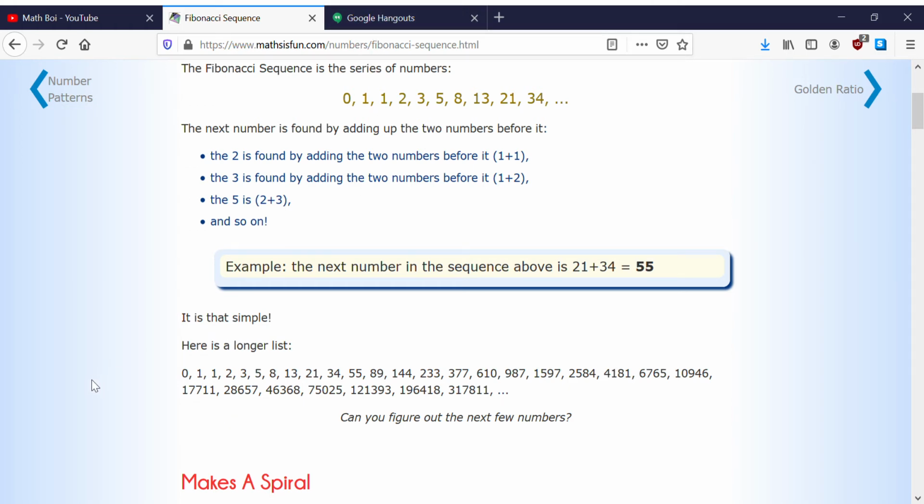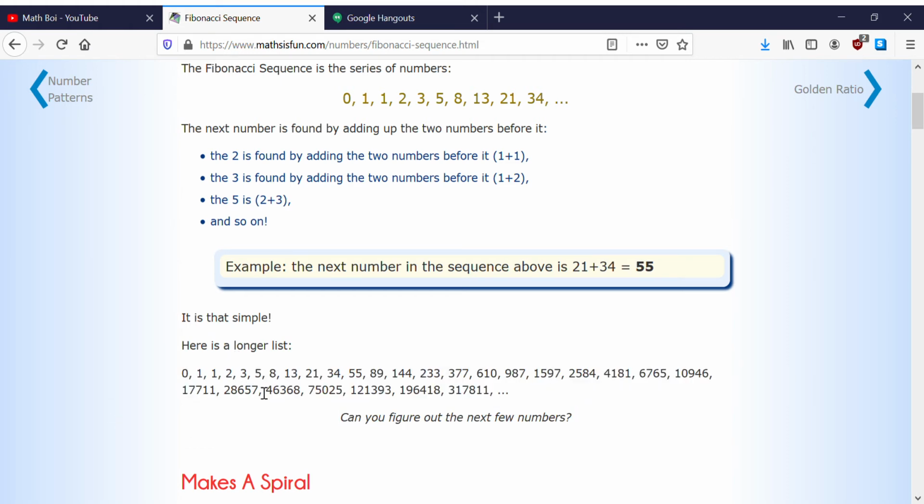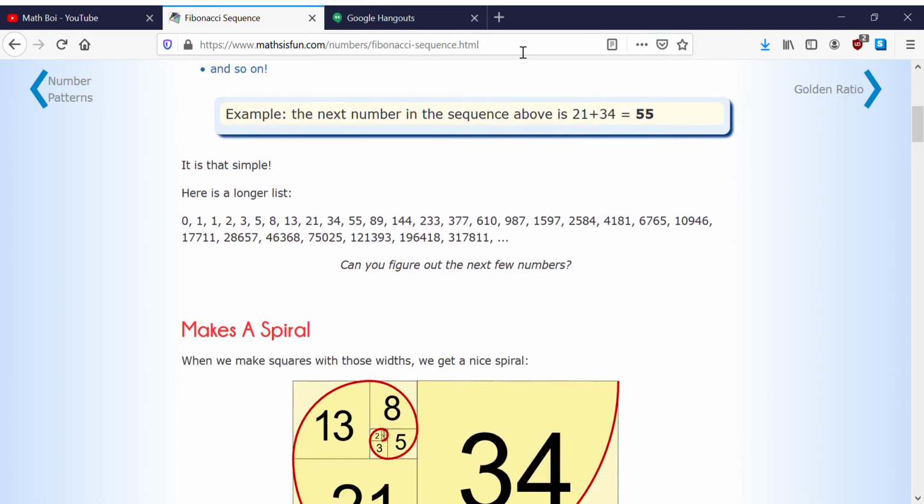It just goes on forever, so it's 0, 1, 1, 2, 3, 5, 8, 13, 21, 34, 55, 89, 144, 233, 377, 610, 987, 1,597, and it keeps on going like that, 2,584, 4,181. So you can make a spiral out of it.